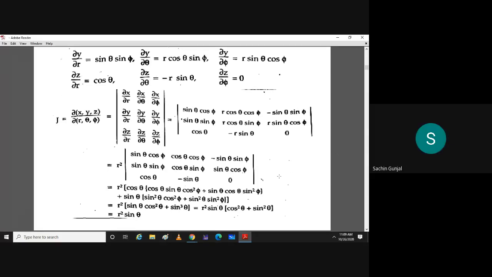Sir, how did r square come out common? That is a property of a determinant. One r from the second column and one r from the third column, that will become r square. Or you can do simple calculation like you do in a determinant. Okay, this A13 entry is minus r sin theta sin phi. Minus r is missing here. Okay, fine.